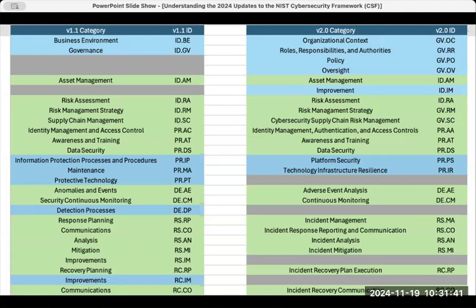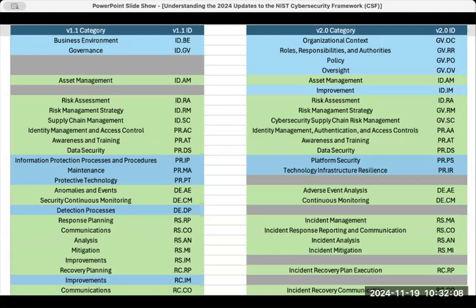But if you go through some of these, like anomalies and events versus adverse event analysis, I left them green, but the reality was that there was a little bit of difference in the naming, but for the most part, the topic was the same. So I still left that as a green, a similarity between the two. But what you do see is things like the governance sections, where you see some of the biggest changes that take place, right?